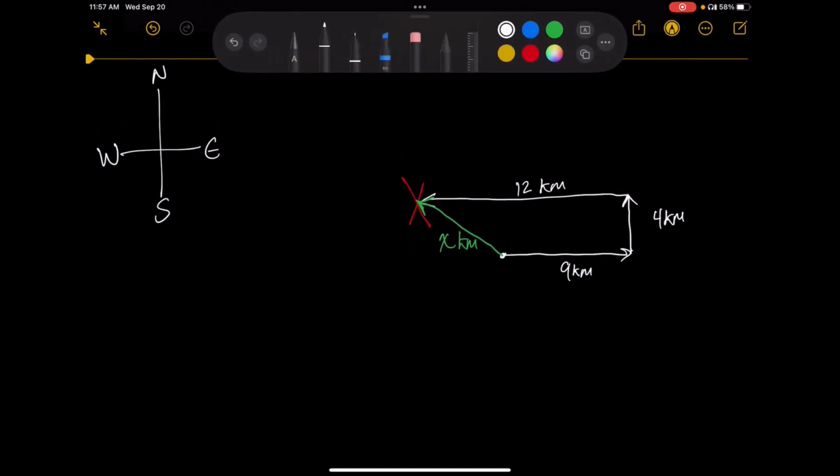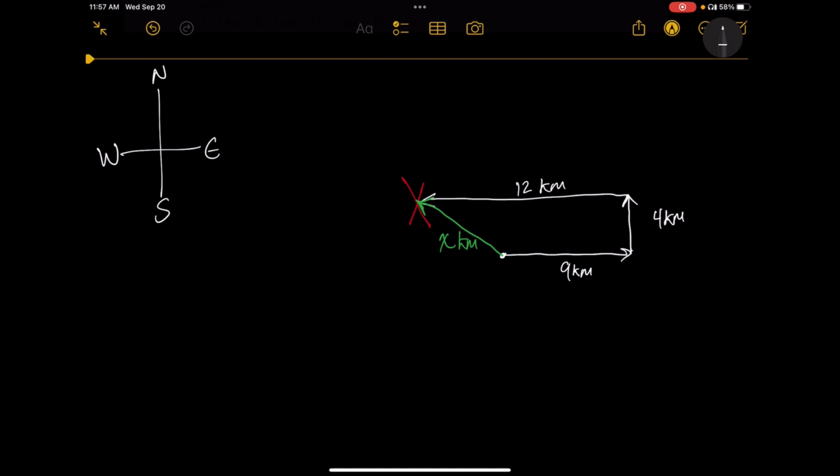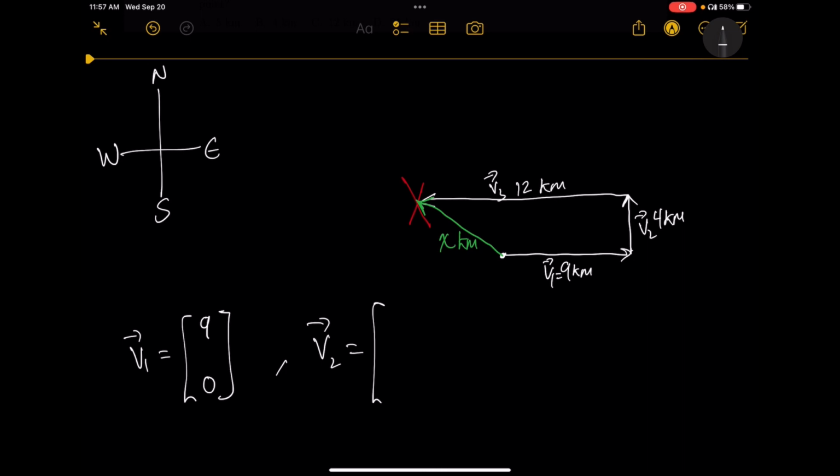We write it in vectors. Let this be v1, this v2, this v3. Then what is v1? v1 goes to the right, so 9 along the x axis, but along the y axis it is 0. The vector v2 is 0 along the x axis, but along the y axis it went up, therefore we have positive 4.